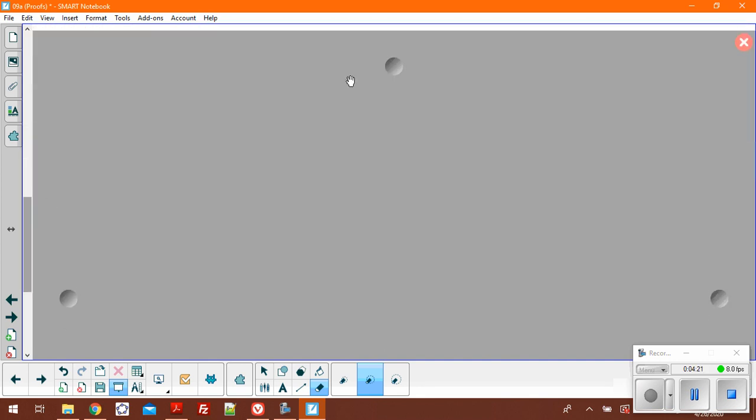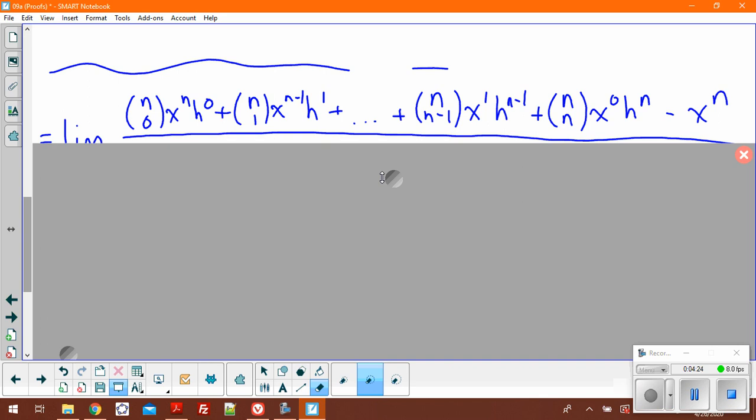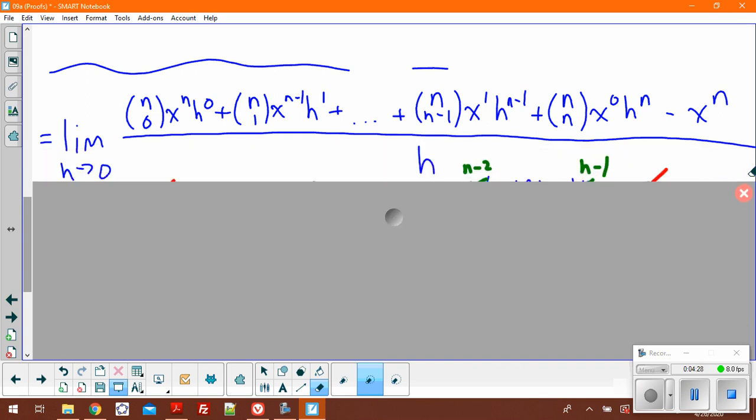So what that allows me to do is expand and simplify. That first part there: I have n choose 0 times x to the n, the highest power of x, and h to the power 0. The next term has the next power of x, n minus 1, and my power of h goes up by 1. It continues down the line until I reach the second last power of x, x to the 1, and the second last power of h, and finally x to the 0, h to the n. And that's minus x to the n.